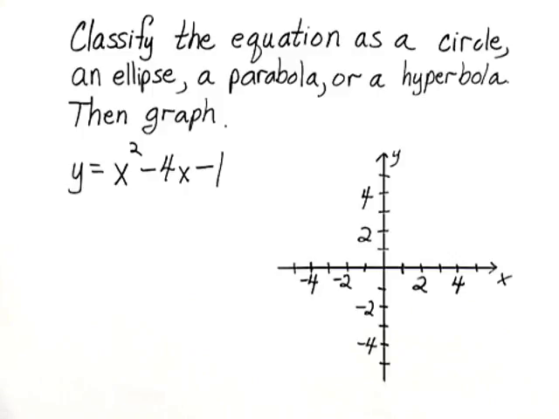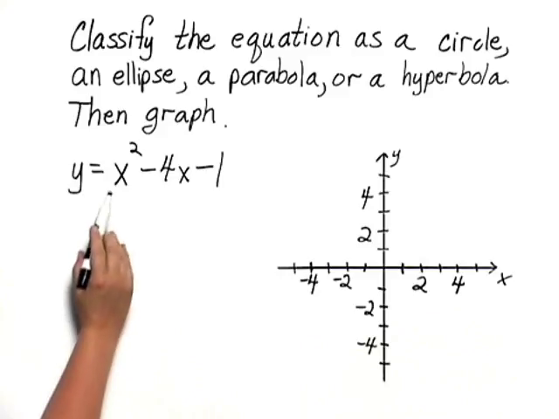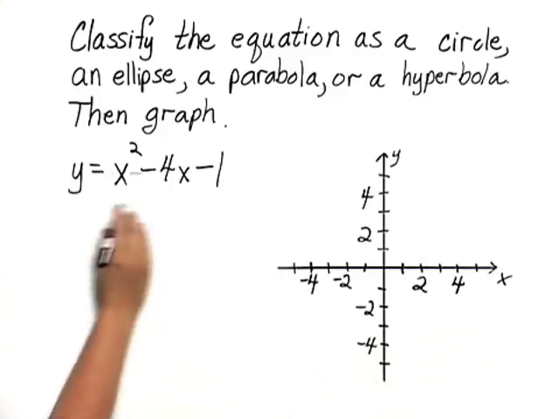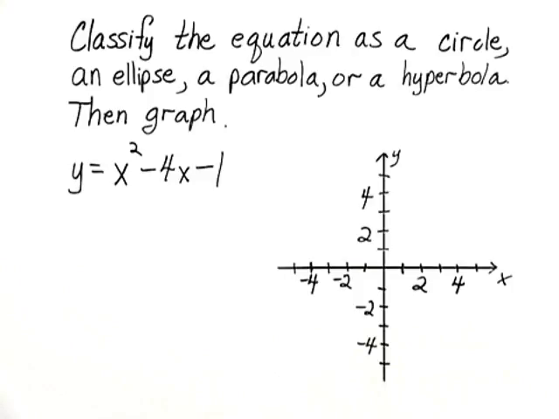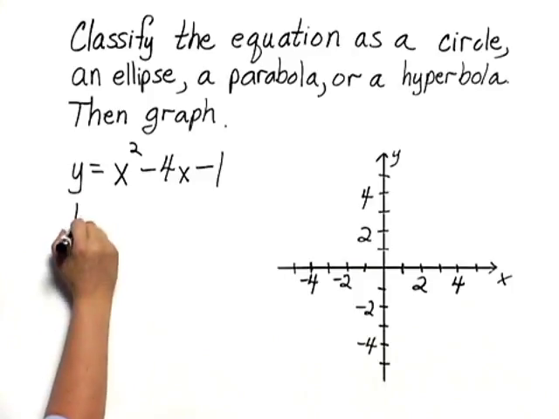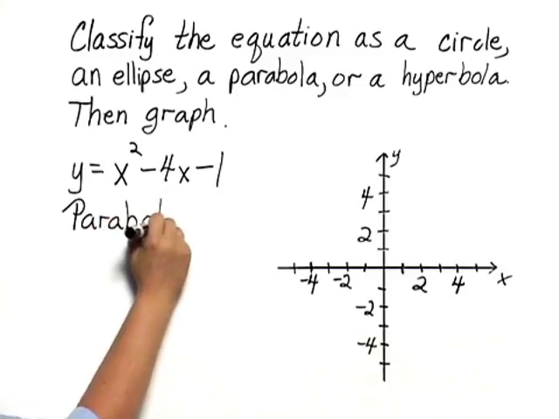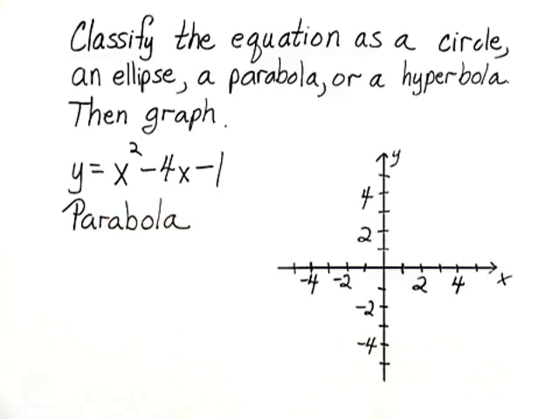Let's first of all decide whether it's a circle, an ellipse, a parabola, or a hyperbola. This one has one square term, x squared. The y and the x are not square terms. That means we have a parabola. For the others, we would have two squared terms. So we've classified the equation.